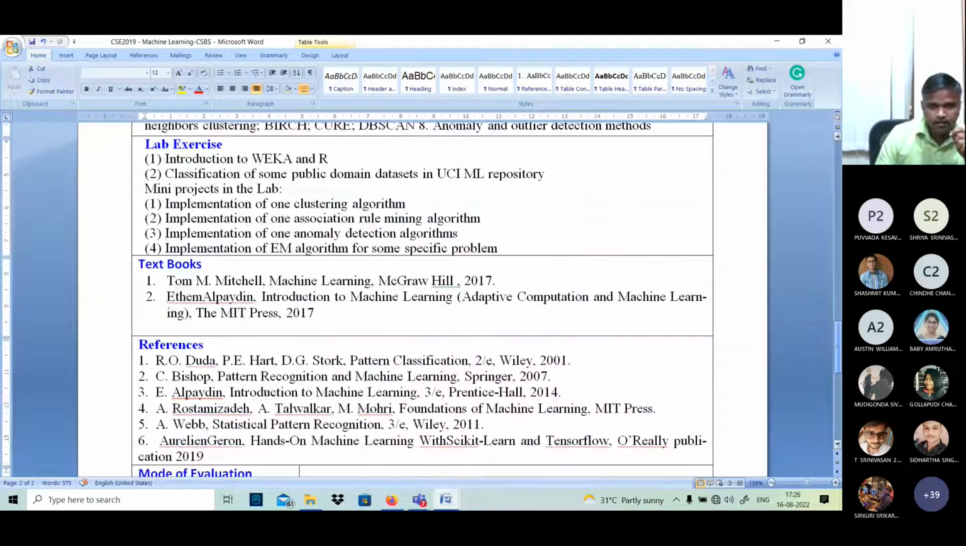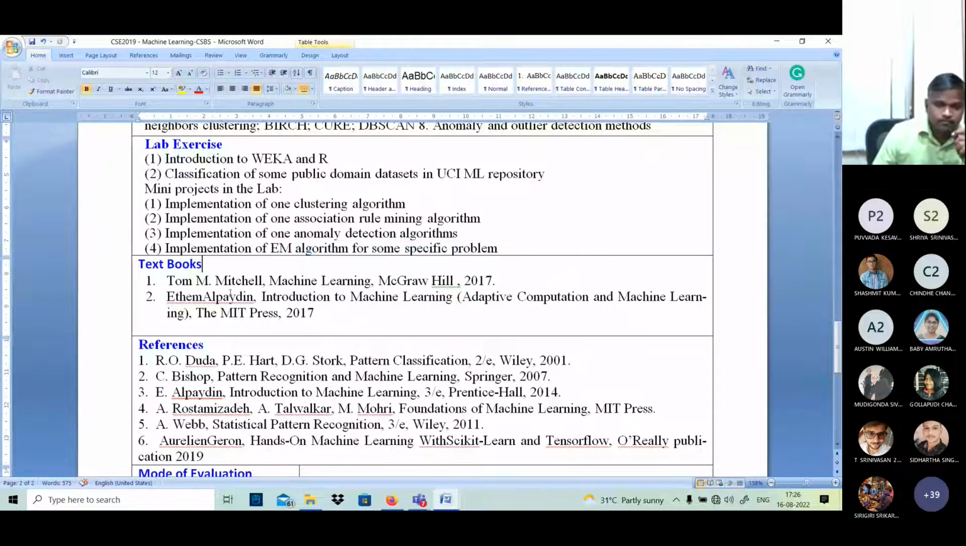That is given here. For the lab exercise and mini project, you have to use a given data set, which we will do using Jupyter Notebook in Python. Here we will apply clustering algorithms, association rule mining, and anomaly detection algorithms. This one is the EM algorithm for real-time problems.